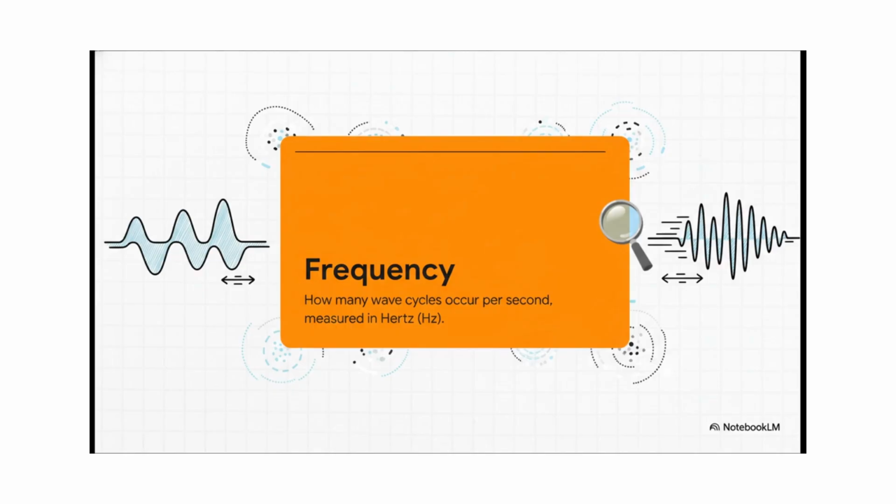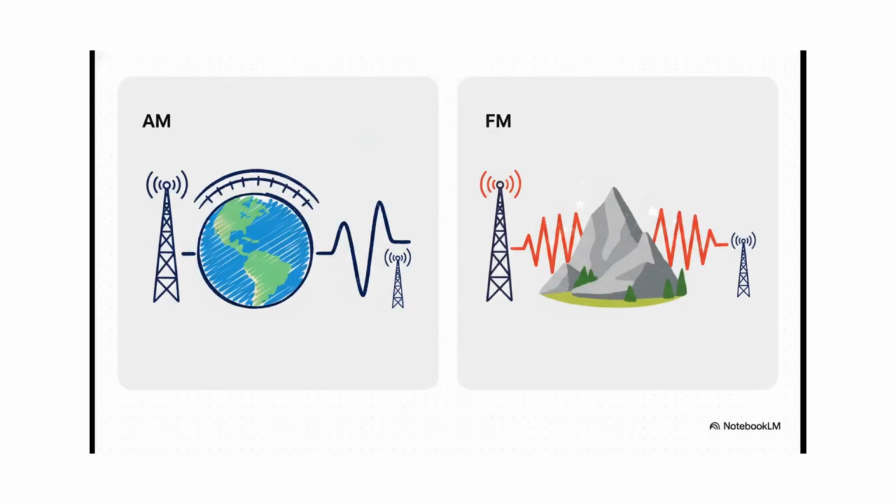Next, we have frequency. This one is all about speed. How many times a wave cycles up and down in a single second? We measure this in hertz. A low-frequency wave is kind of slow and stretched out, while a high-frequency wave is super fast and all bunched together.